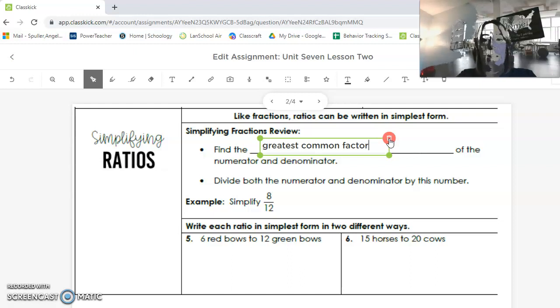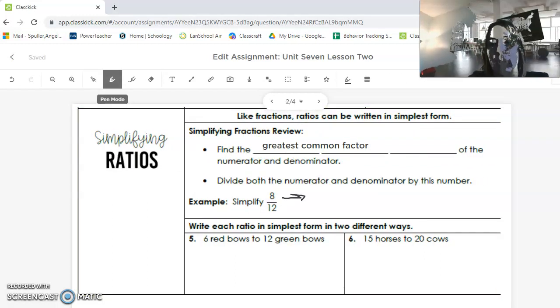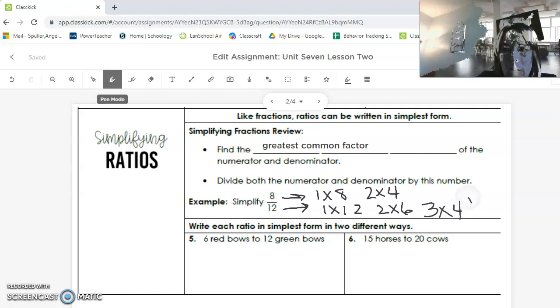So to simplify 8/12, we have to find a number that 8 and 12 have in common. So let's make the factors of 8 first. Oop, let me get my pen. So I know 1 times 8, and I know 2 times 4. Now let's do the factors for 12. 1 times 12, 2 times 6, and 3 times 4. Now remember, we're looking for the greatest, okay? So 4 is our biggest.